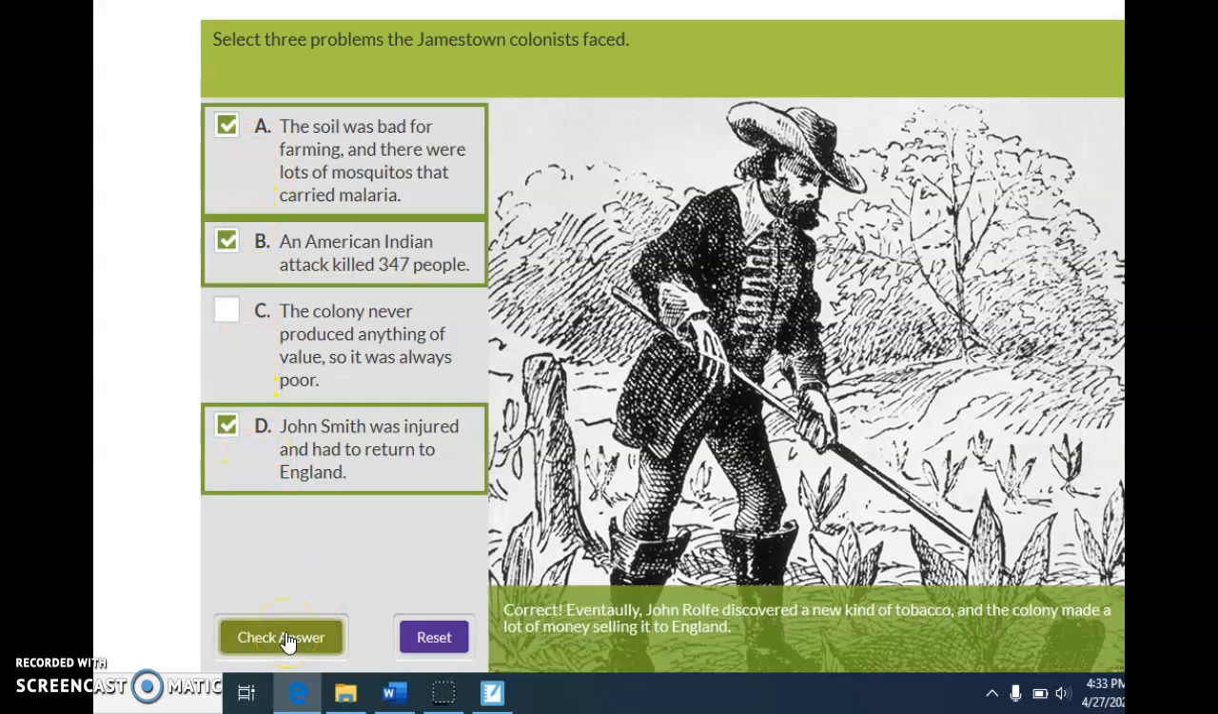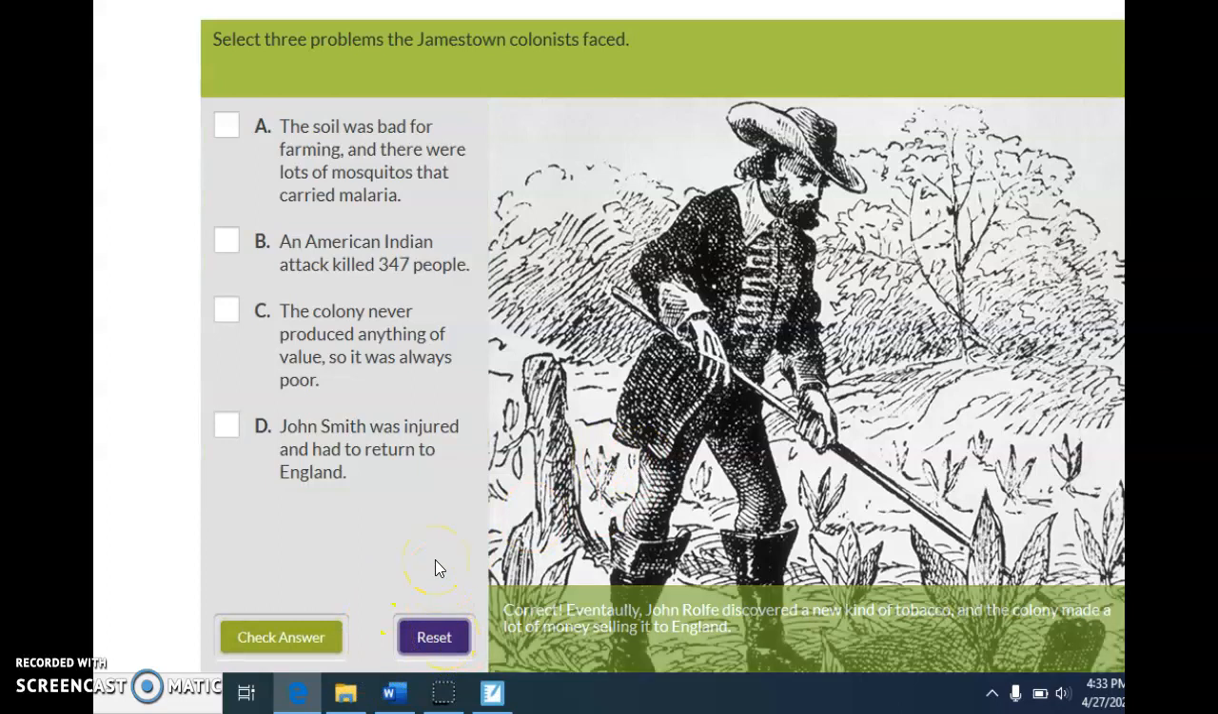Let's check. All right, cool. So this is, I guess, a picture supposed to show John Rolfe or somebody tending to this new kind of tobacco. Okay, so that is our Jamestown section for today.